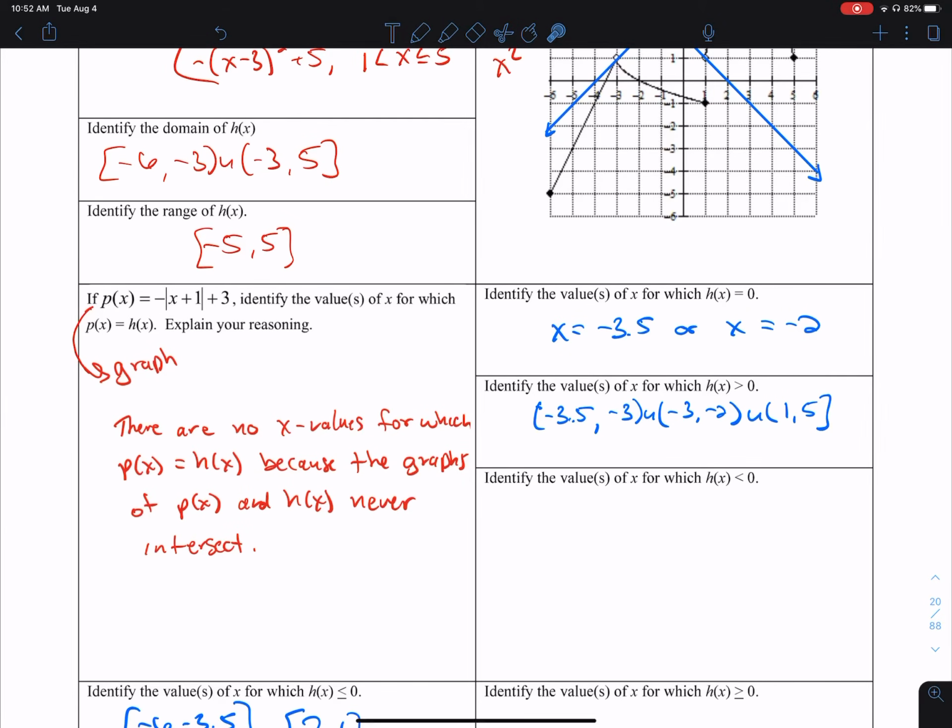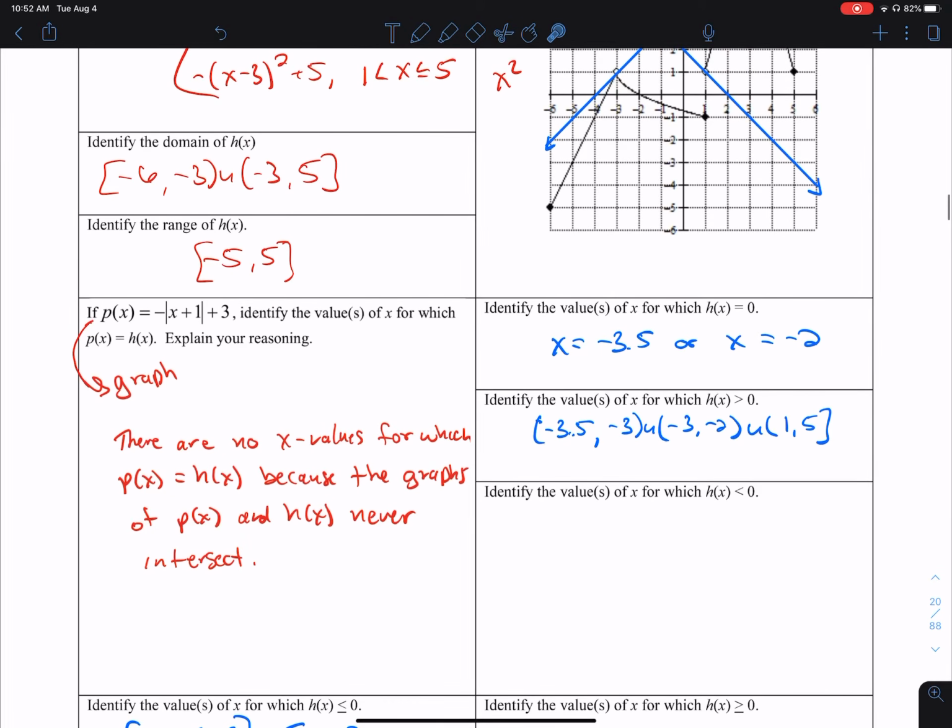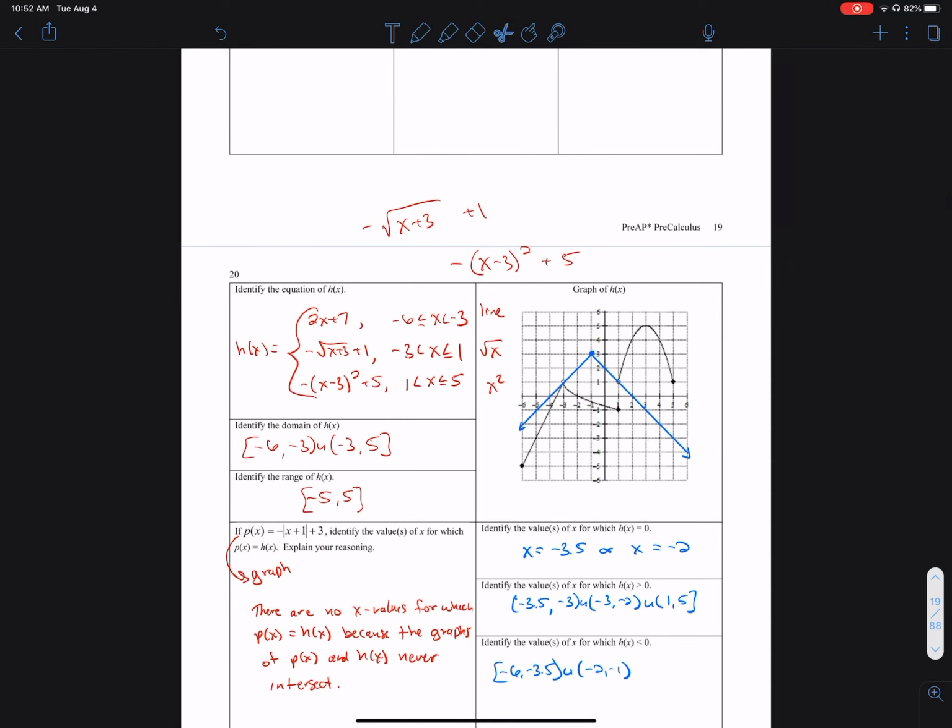Identify the values of x for which h of x is less than 0. What's less than 0 from negative 6 included to negative 3.5 not included? And it's less than 0 after negative 2 till you get to 1. And then it's no longer below it anytime after that. I'm going to copy this graph again so I can see it down below.